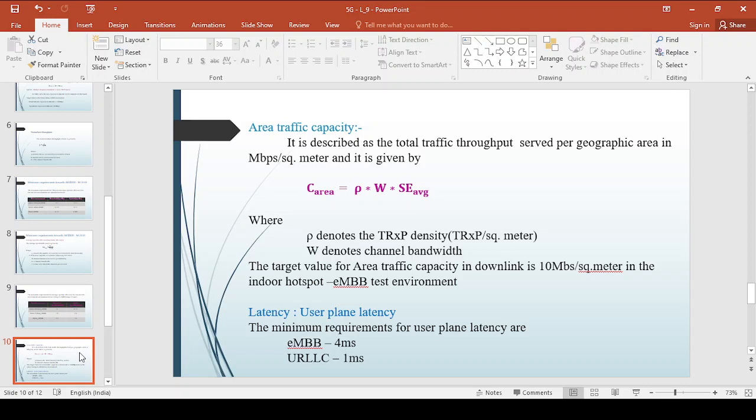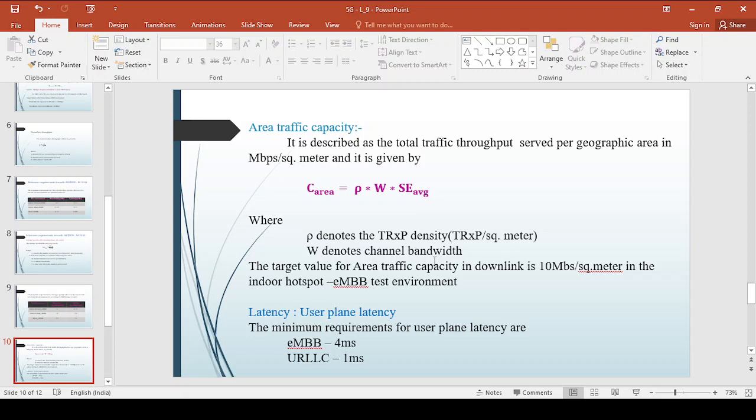That means within a particular area, whatever the total traffic throughput is, we call it area traffic capacity, and its units are megabits per second per meter square. It is denoted by C area, which equals rho into W into SE average. What is rho? Rho denotes the transmitting and receiving points density. TRXP is nothing but transmission and receiving points, and rho denotes its density.